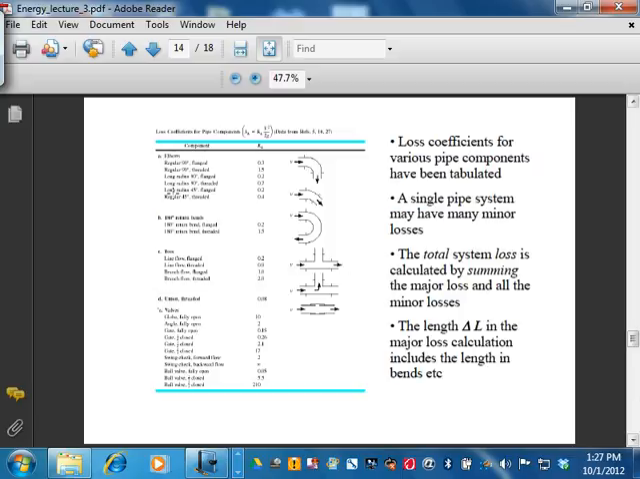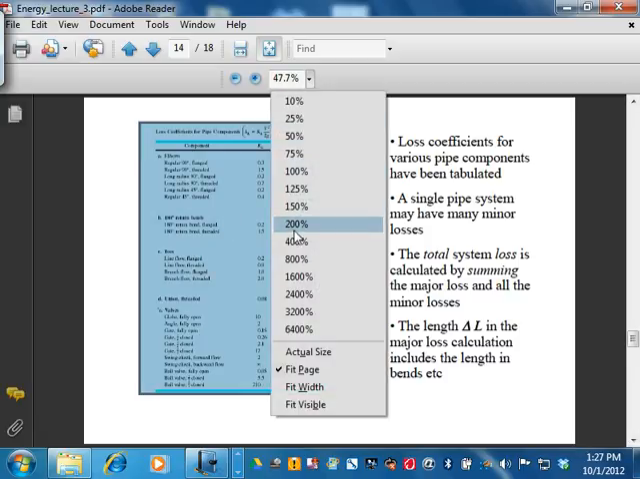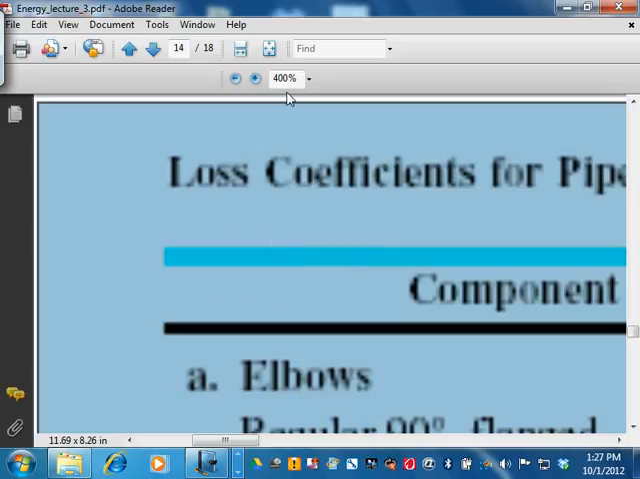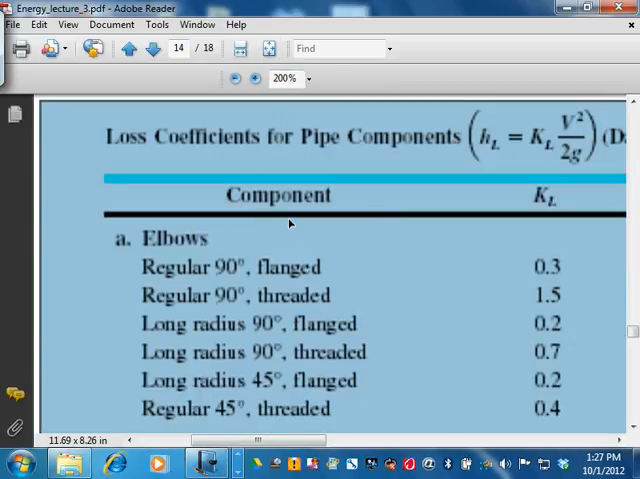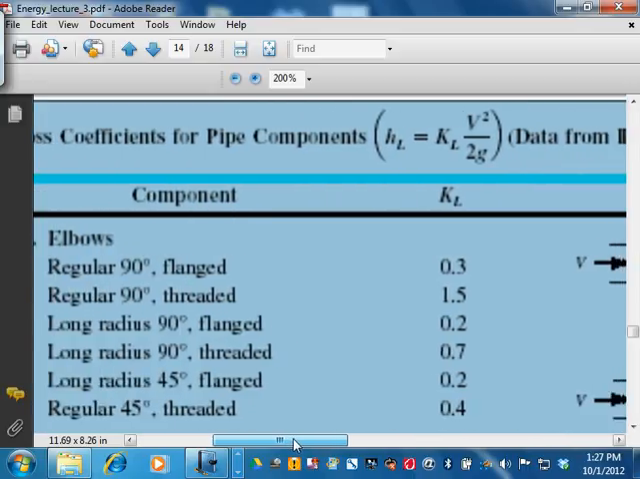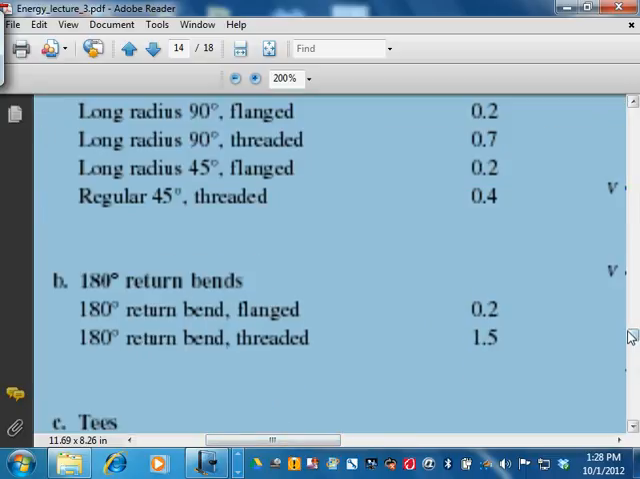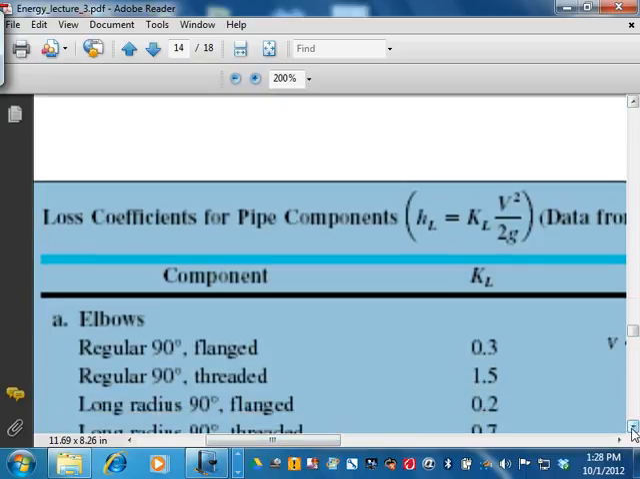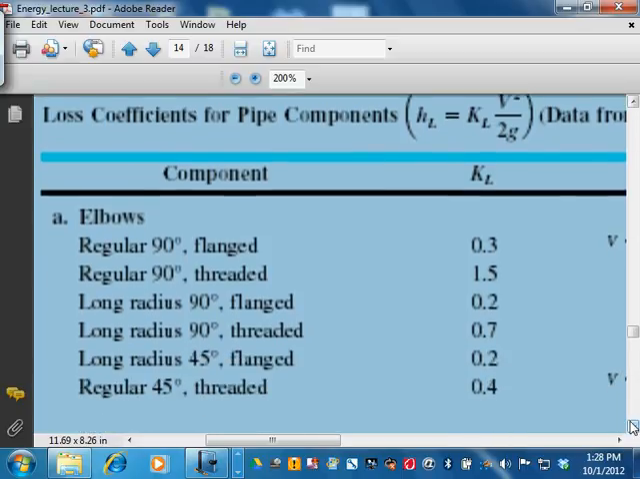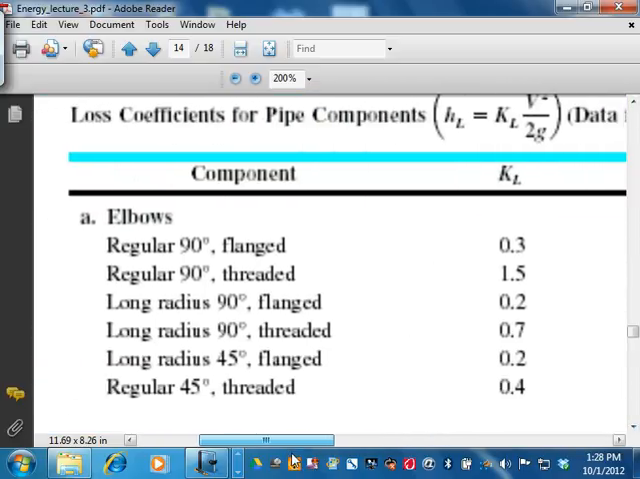Okay, so here, more pictures. You can expand now. So here are more typical values of elbows. Some might ask, what is flange, what is threaded? Anyone asking? Okay, so this is a 90-degree elbow.